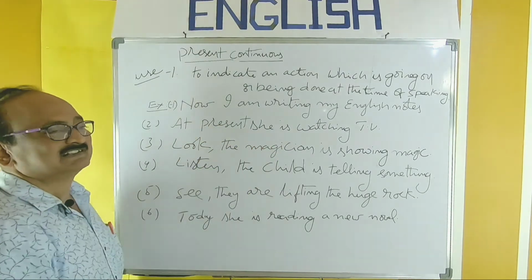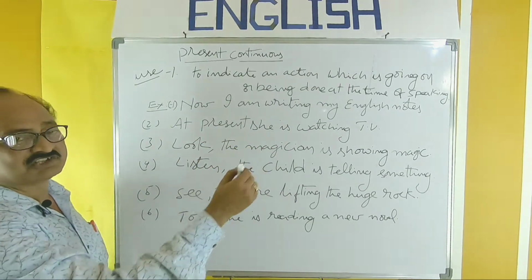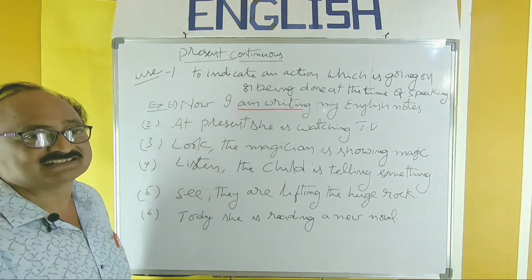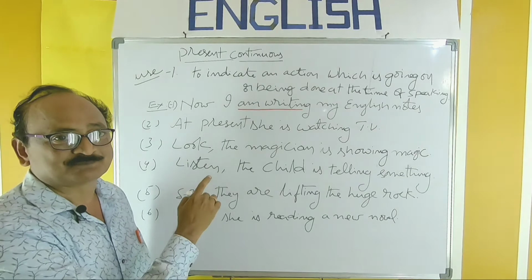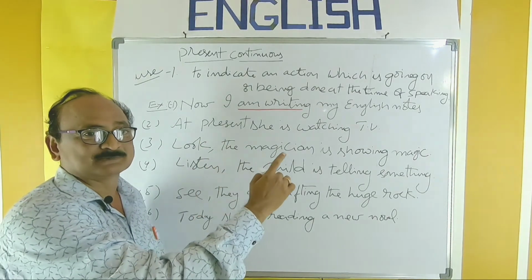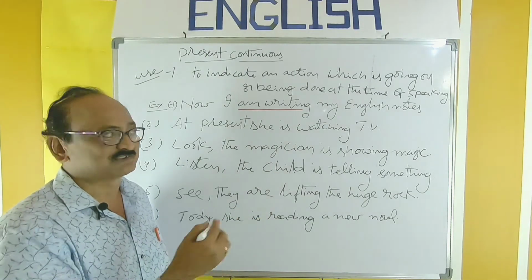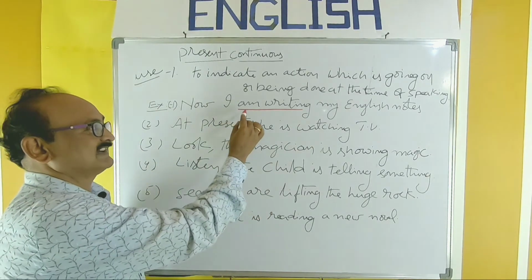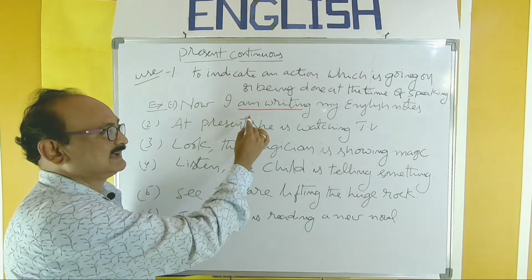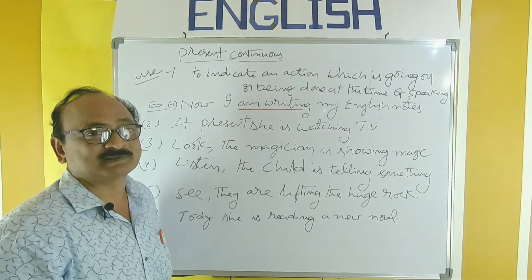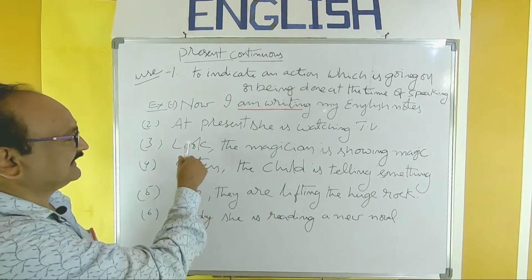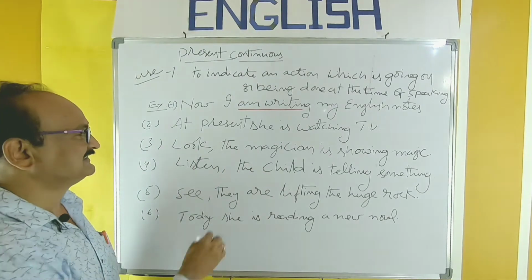Now I am writing my English notes. I am writing. Don't forget the structure. Subject, be forms, am, is, are, plus present participle form of verb and of course object. So subject, am, is, are. So like that, be form. Right, be form here is am. Writing, that is present participle. Fourth form of verb.